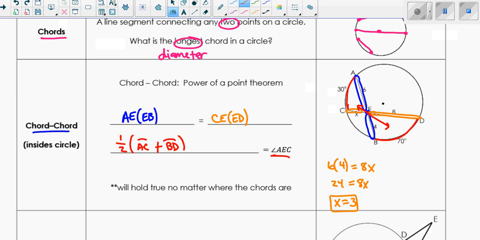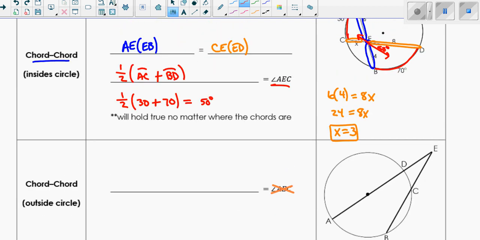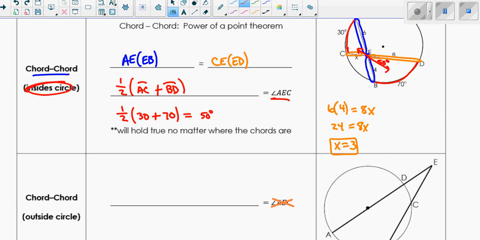Okay, so in terms of numbers, I would take half of 30, because that's arc AC, plus 70, since that's BD. That gives me 100, and half of that is 50 degrees. So that means that angle AEC is 50, and DEB is 50. So both of those are 50 degrees. And that will hold true no matter where the chords are, whether they're the diameter or the longest or the shortest chords.